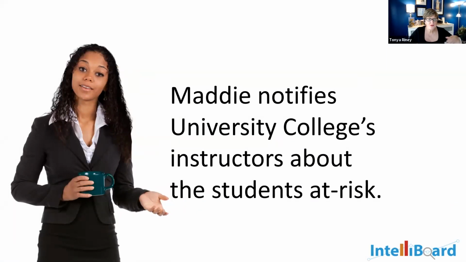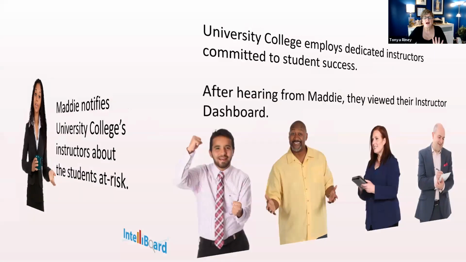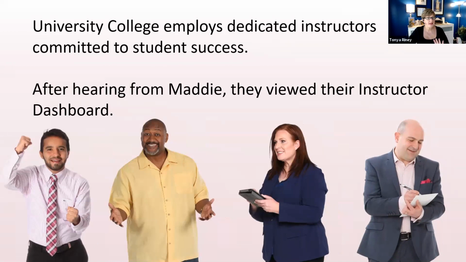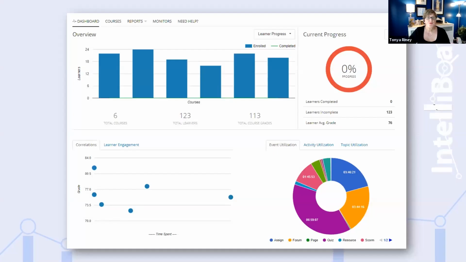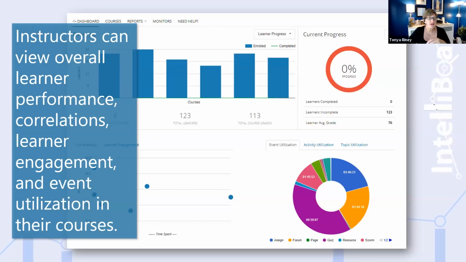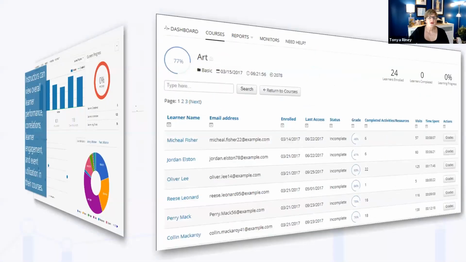Maddie notifies University College's instructors about all of the students at risk, not just Perry. And University College, of course, employs dedicated instructors committed to student success. And after hearing from Maddie, they viewed their instructor dashboards. And instructors can view overall learner performance, correlations, learner engagement, and event utilization, right? Are students engaged? Are students not engaged? We need to know all this stuff.